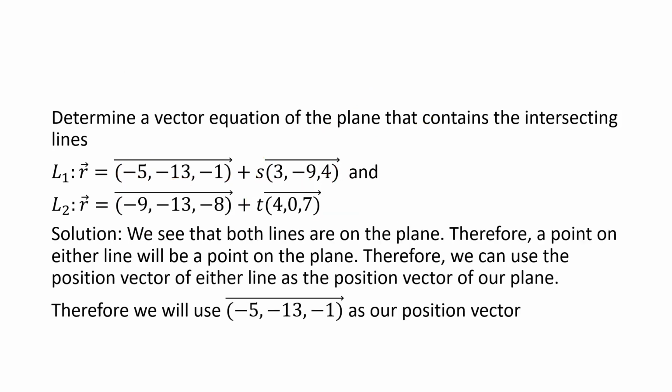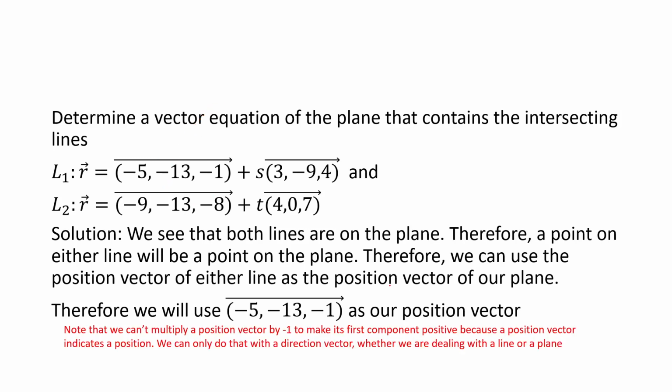So we're going to use the position vector of line 1 as our position vector of our plane. Before we go on, that position vector, -5, -13, -1, you might be tempted to say, hey, sir, let's multiply it by -1 and get 5, 13, 1 as our position vector. That would be wrong. That's the sort of thing you can do with direction vectors because you're going infinitely in both directions. You can't do that with position vectors, and that's what's written down at the bottom.